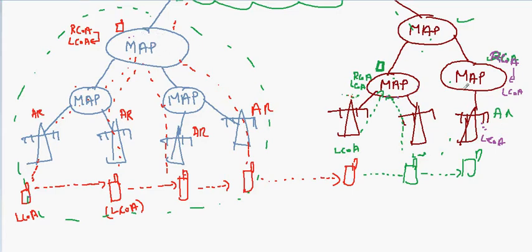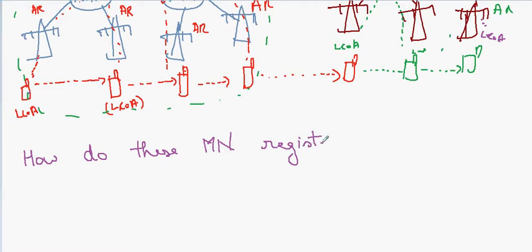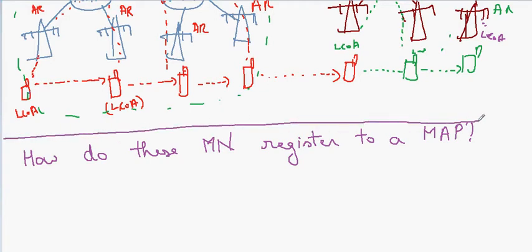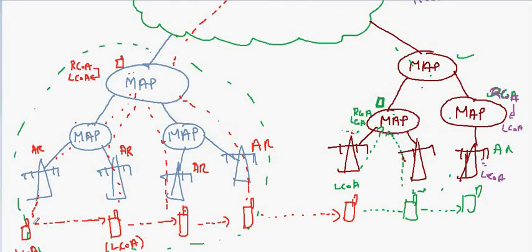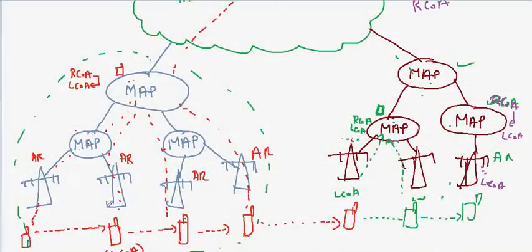So how do these mobile nodes register to a MAP? That's an interesting question. If the mobile node was given a chance, it would have said, I'd like to register to the higher MAP, because there will be less delay when I have a handoff, so I will not lose any packets, and the handoff will be quicker.